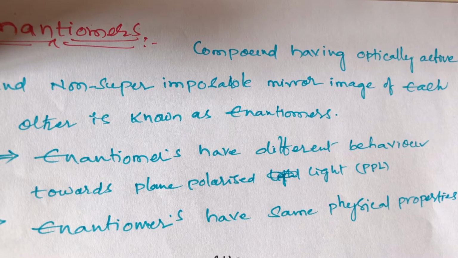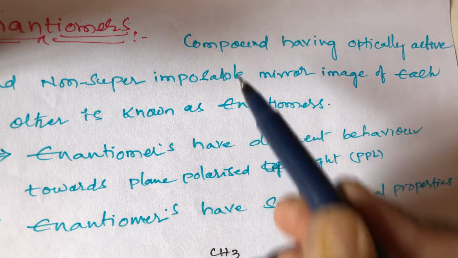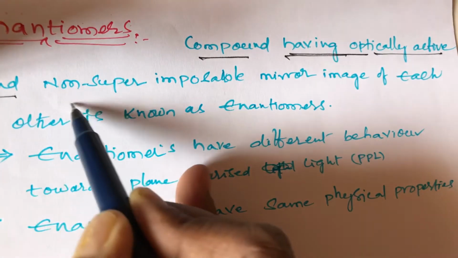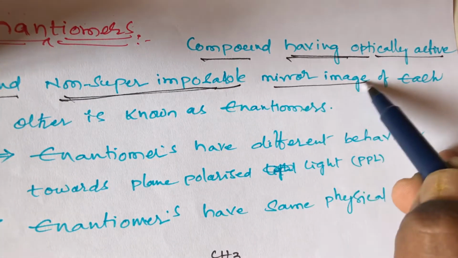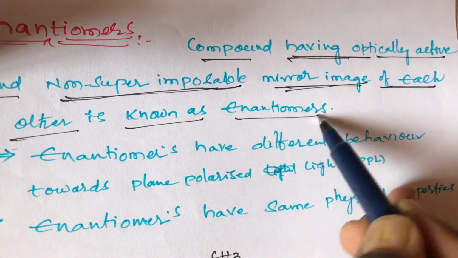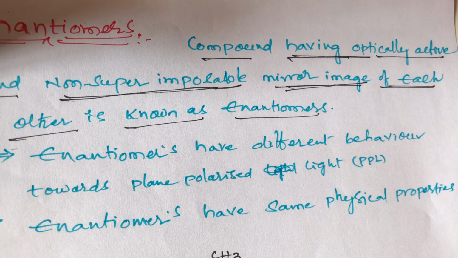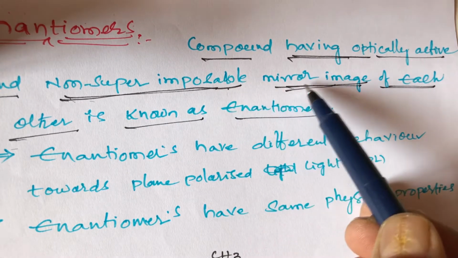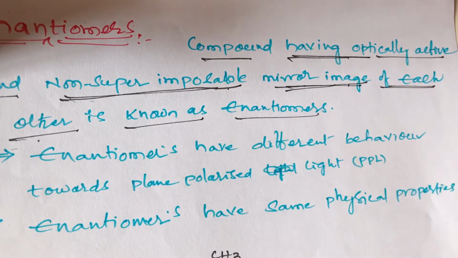Student, very important, what is an enantiomer? A compound having optically active and non-superimposable mirror images of each other is known as enantiomers. I gave the definition here also. Student, it is very important: a compound having optically active and non-superimposable mirror images of each other is known as enantiomers.